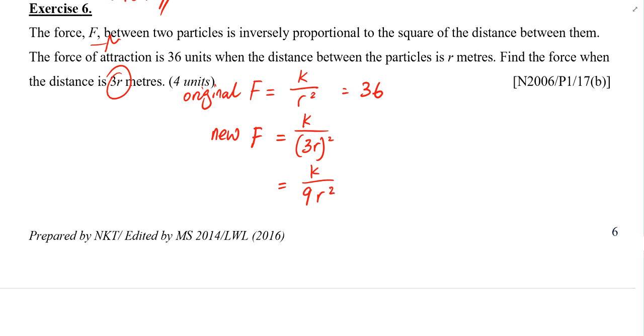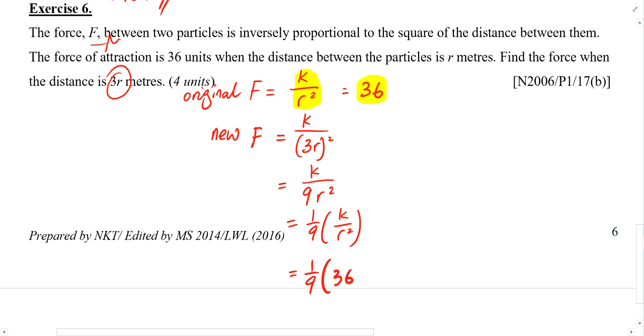Then what's the final answer? Are you able to link this to the final answer already? Mental sum, how much is it? Tell me. What is the answer? 4. How do you all get 4? 36 divided by 9. Okay. If you are unable to see why it is 36 divided by 9, let me separate it out for you. This is the same as 1 over 9 times k over R squared. Then we saw that k over R squared, we found it earlier on. It was given to be 36. Put it inside, 36, leaving us with the answer 4 units.